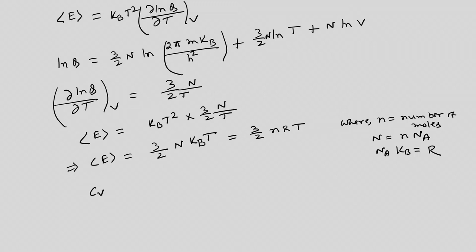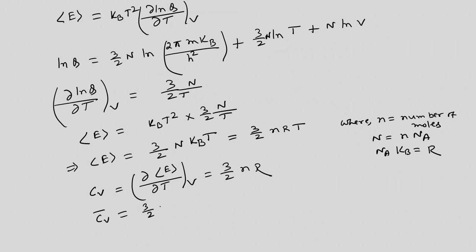So, what is the contribution C_V, what is the value of C_V here? C_V is del E by del T at constant volume, we get 3 by 2 n R. That we have studied in plus 2 level, the C_V of monatomic gas is 3 by 2 n R, or molar heat capacity C_V per mole is 3 by 2 R, when small n, the number of moles, is 1. So, that is the value of C_V.